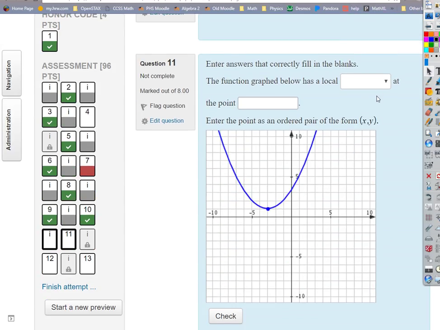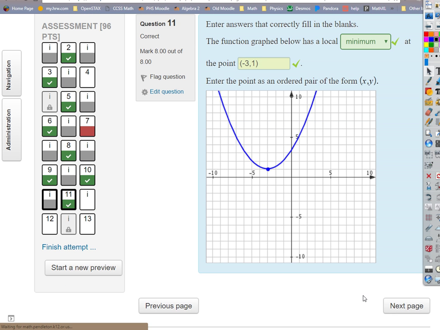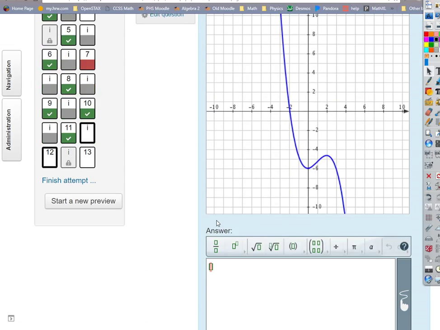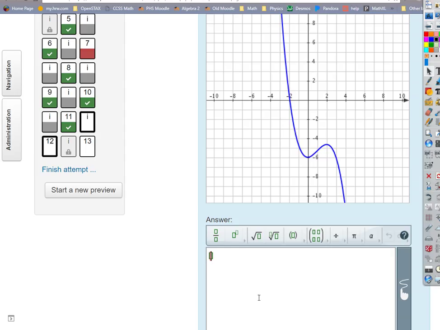Okay, what about this one? This function has a local what? Minimum, where? -3, 1. Okay, -3, 1, how do I have to enter a point? X and Y. And I have to put them in parentheses, good. So -3, +1, boom. Okay, this one has a local minimum where? 0, -6. Yeah, everybody see that? 0, -6 puts us right there.